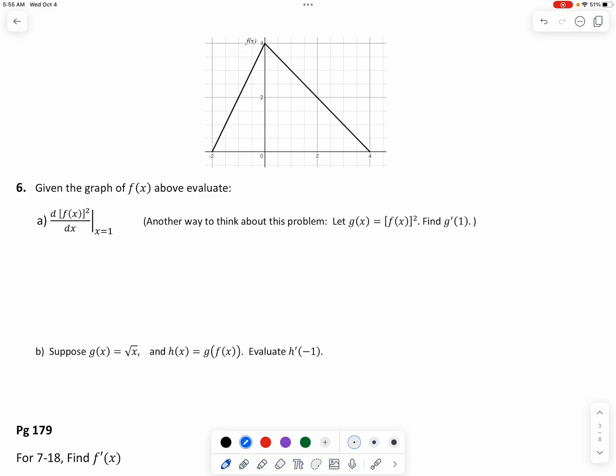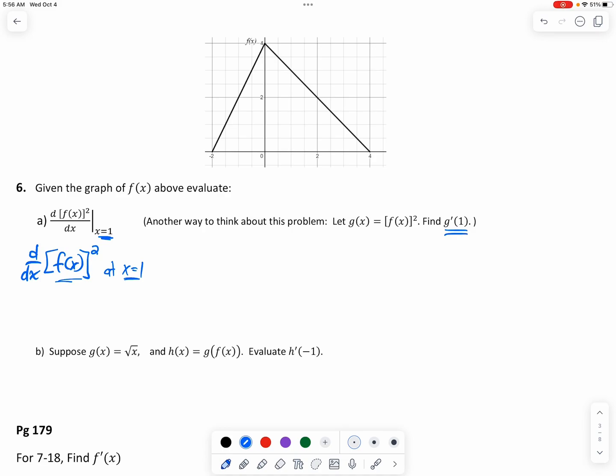All right, we should do, oh yes, one like number 6. Given the graph of f of x, evaluate. All right, so this really should say d dx, the derivative of f of x squared, and that x equals 1 means at x equals 1. So I'm going to put at x equals 1. So it really is find the derivative of this function and then at x equals 1. It here says another way to think about this problem is let g of x be f of x squared and then find g prime of 1.